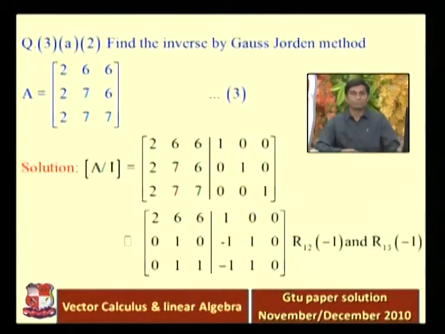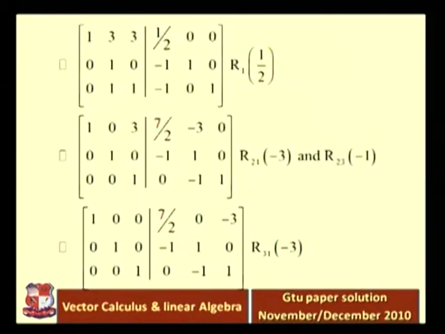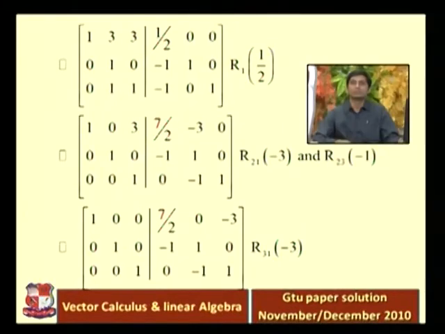Okay, so next process, we multiply the first row with 1 by 2. The second and third rows are as they are, 0 1 0 in the second row and the third row as it is, just changing the first row. The first row now becomes 1, 3, 3, 1 by 2, 0, 0.